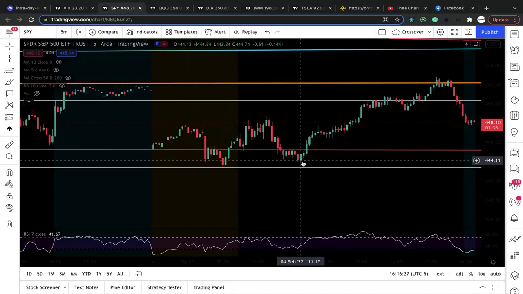So for 445, the low right here was at 443.8, so about a 12-point move. Not much of a move to the downside. Okay? But here's where the magic happened. Here's where the trading got a little easier.